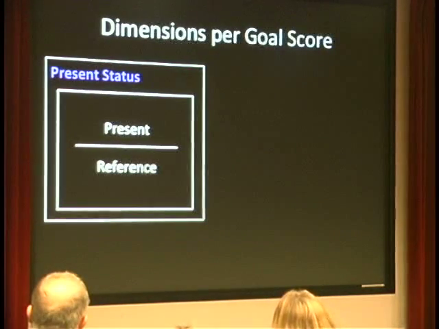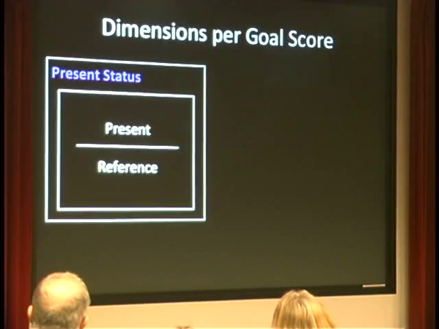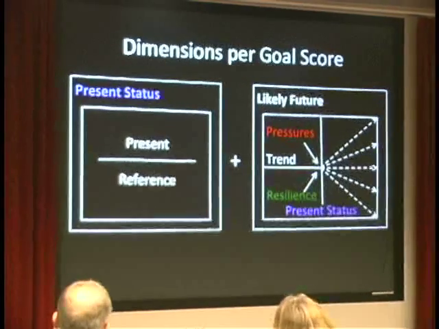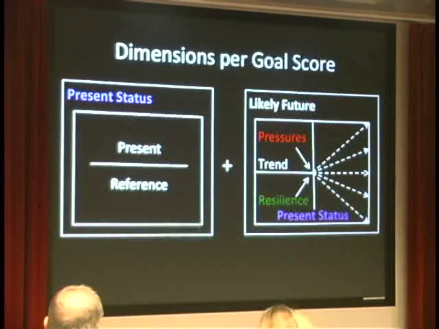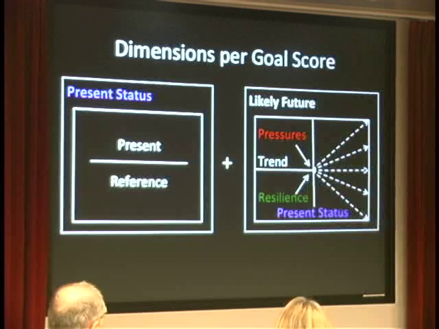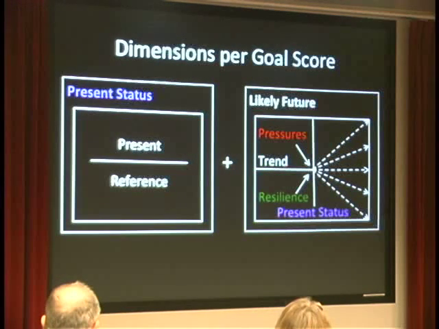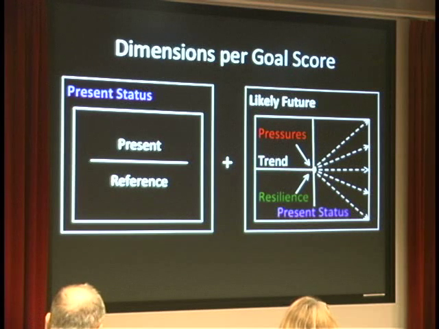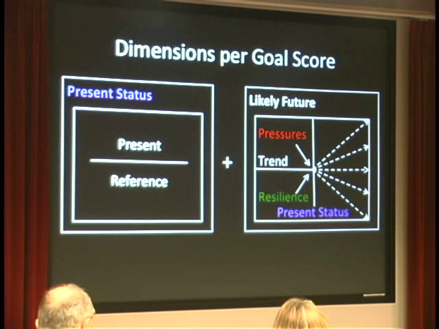So again, the way this works, there are these dimensions per goal. We've got a present status that's based on a reference point, and then that is worth half of the final goal score. The other half is the likely future, which is based on taking the present status, the trend of how things have been going, and then inferring that they're going to continue to go that same trend, but inflected by pressures. So if there are more pressures than resilience factors, then it will inflect that likely future state, either up or down. So pressure is downward, obviously, and resilience upward.